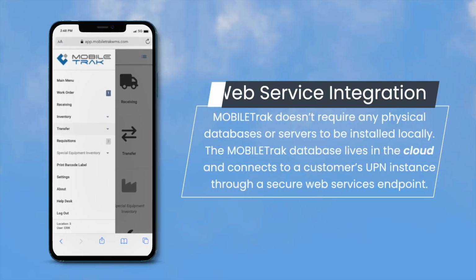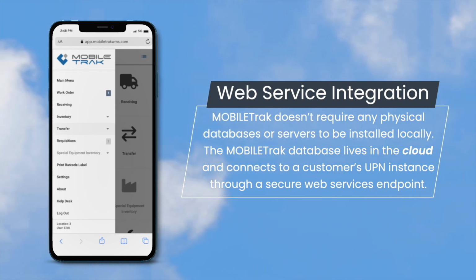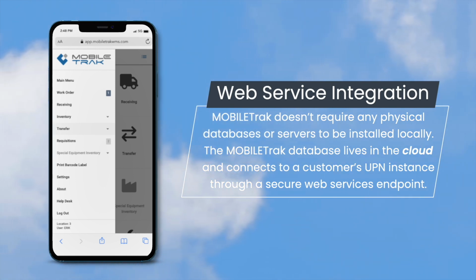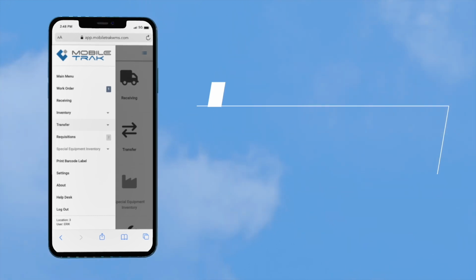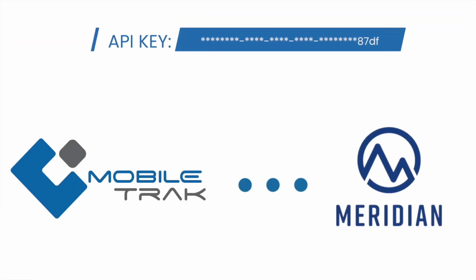MOBILETrak Web Service Integration. MOBILETrak is a smart web page. It doesn't require any physical databases or servers to be installed locally. The MOBILETrak database lives in the cloud and connects to a customer's UPN instance through a secure web services endpoint. Every new MOBILETrak customer who provides a secure web services endpoint receives a unique API key. That key, when entered on the MOBILETrak webpage, connects you to UPN. Your API key is your MOBILETrak license.